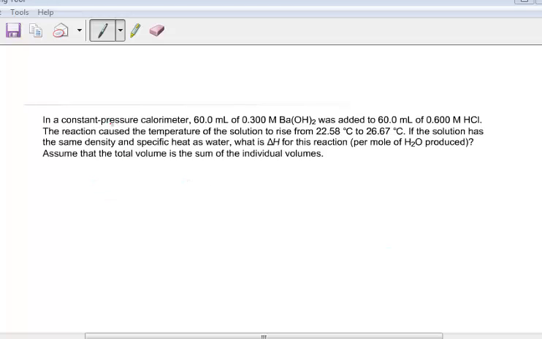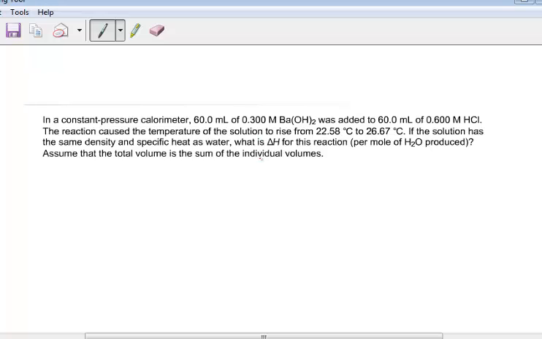So in this problem, we're told that we have a constant pressure calorimeter, which is a coffee cup calorimeter, and we add 60 mL of 0.300 molar barium hydroxide to 60 mL of 0.600 molar hydrochloric acid. The reaction causes the temperature of the solution to rise from 22.58 degrees Celsius to 26.67 degrees Celsius. So we know this is an exothermic reaction because the temperature of the solution is going up. The water in the solution is absorbing the heat that was given off by the reaction.